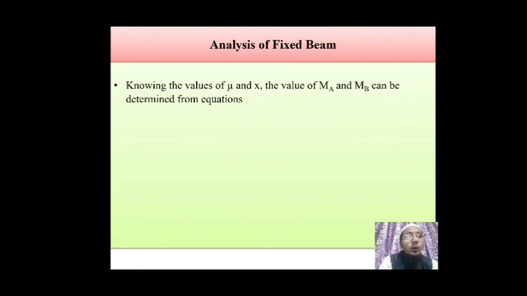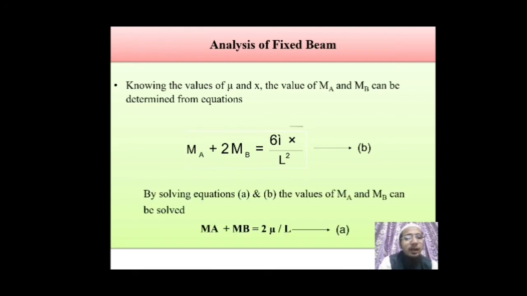Now, by knowing the values of mu and x bar, the value of MA and MB can be determined from the equations. So, what are the equations? The second equation we have got is MA plus twice of MB equals 6 times mu into x bar divided by L square, and equation 1 we have already got: MA plus MB equals twice of mu divided by L. So, these two extra equations we have got.